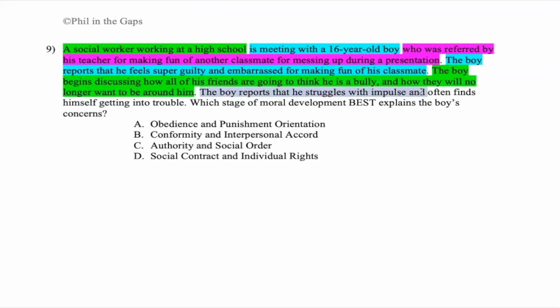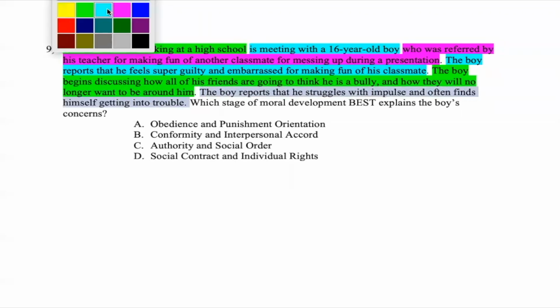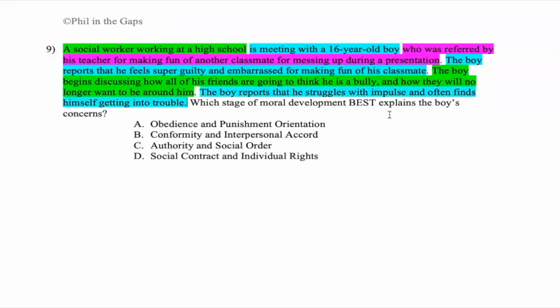The boy reports that he struggles with impulse and often finds himself getting into trouble. Which stage of moral development best explains the boy's concerns? First, next, best, most, and should all mean the same thing. So do not let one word dictate how you answer the questions. Let's break down each stage, compare back to the question to see what we're looking at in particular.